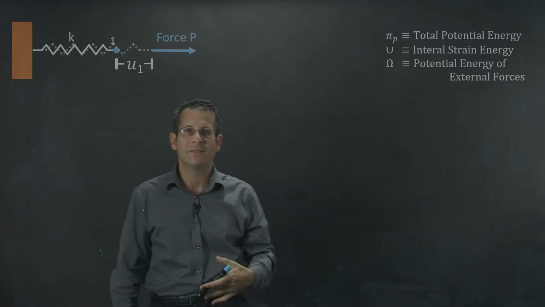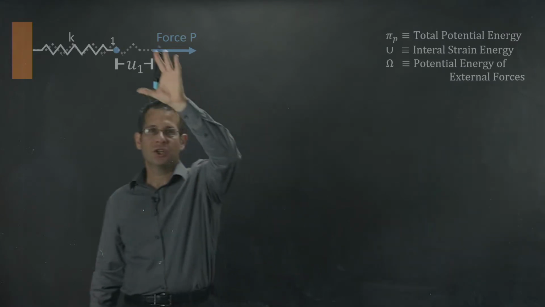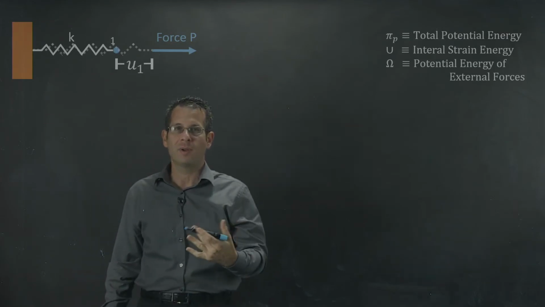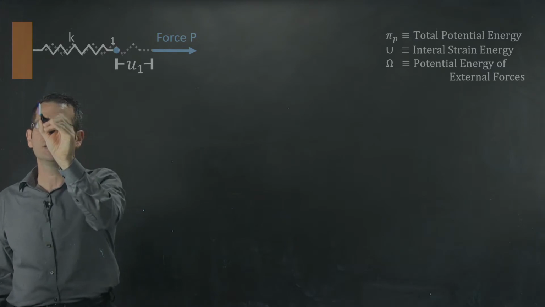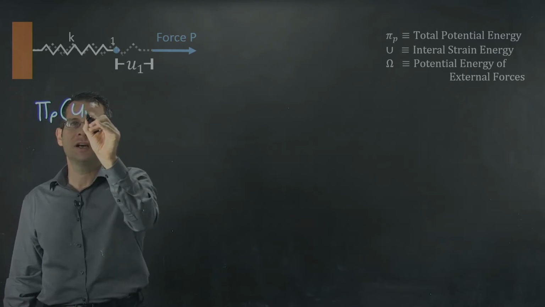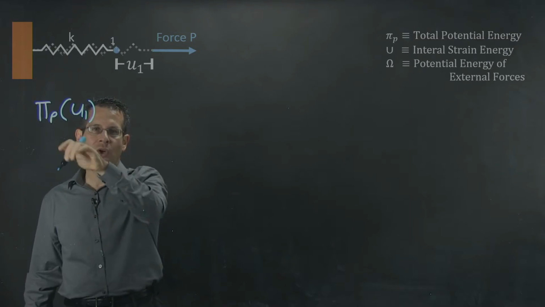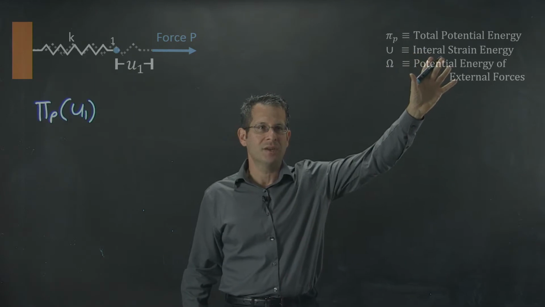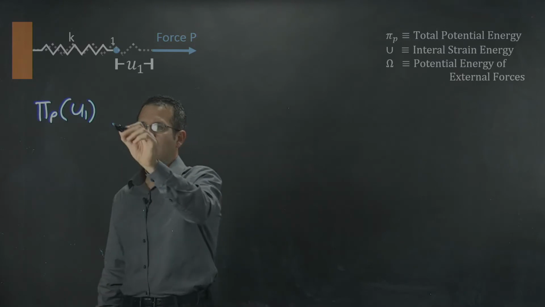As I mentioned in the last video, the first step in applying the method of minimum potential energy is to find a formula or a function of the total potential energy stored in the system as a function of the displacements. And in this problem, I only have one displacement, U1. Now, we will learn that there are two components to the potential energy stored in the system. There's the internal strain energy, and there's the potential energy due to external forces. And these are summed together.